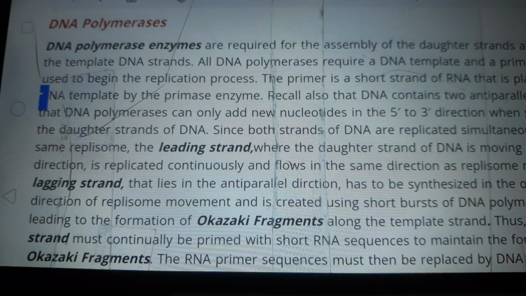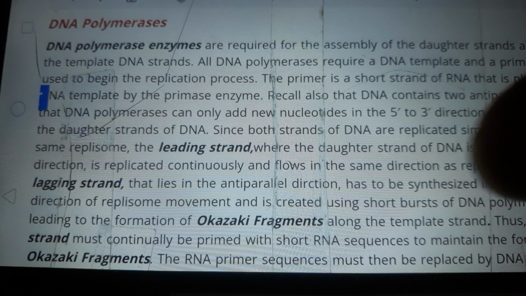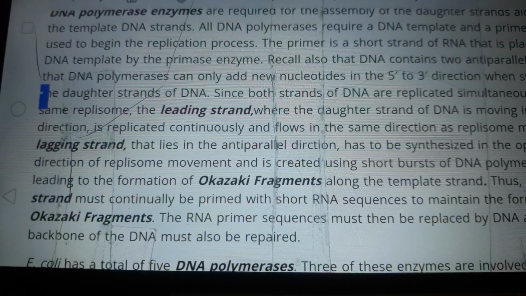DNA polymerases. DNA polymerase enzymes are required for the assembly of the daughter strands along each of the template DNA strands. All DNA polymerases require a DNA template and a primer that is used to begin the replication process. The primer is a short strand of RNA that is placed on the DNA template by the primase enzyme.